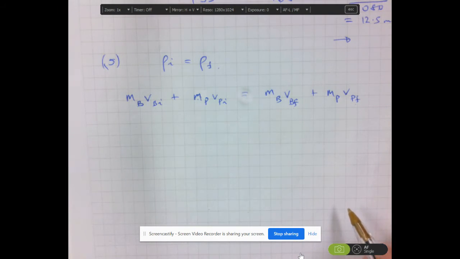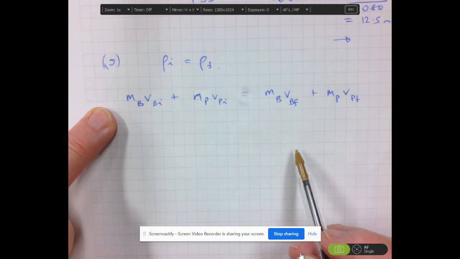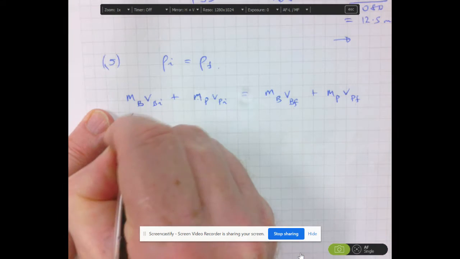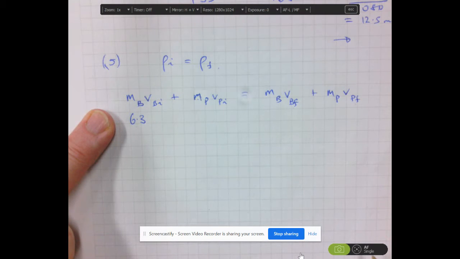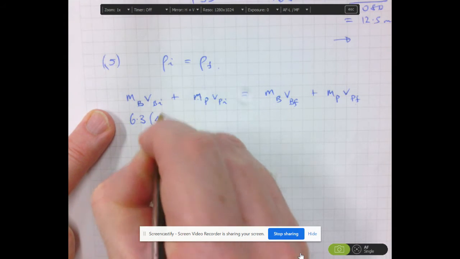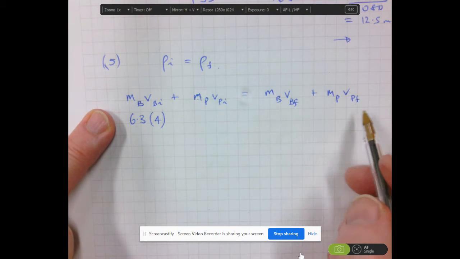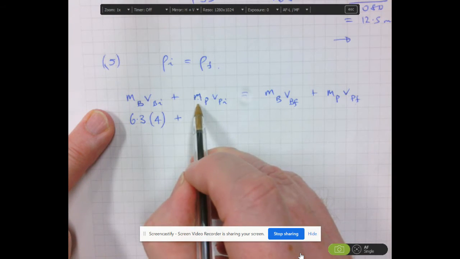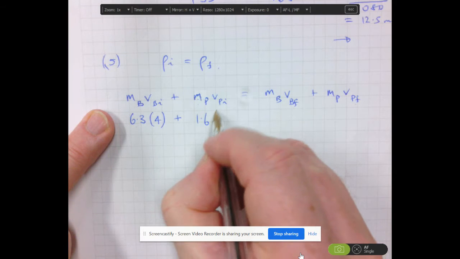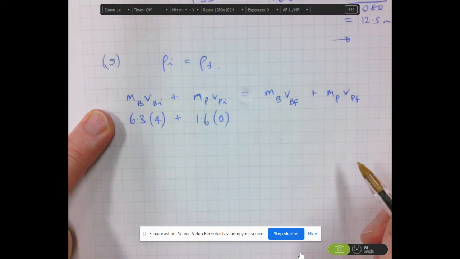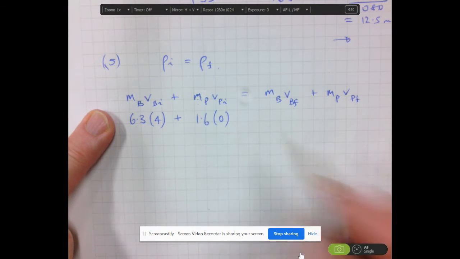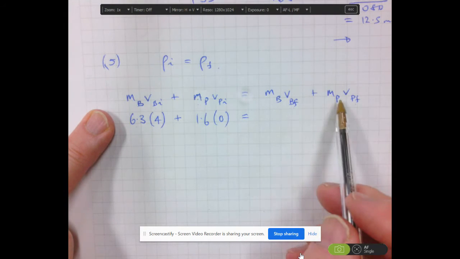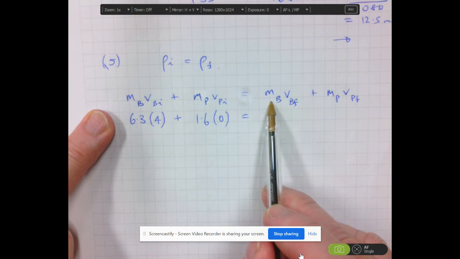Right, so putting in all the numbers from the problem now, the mass of the ball is 6.3 kilograms. And it is traveling initially at 4 meters per second, and we're going to assume it's traveling forward, and therefore forward velocity will be positive numbers. Plus the mass of the pin is 1.6, and we know that it's stationary because it's sitting there. We know what bowling's like. The pins are sitting down the bottom of the alleyway, and they're stationary.